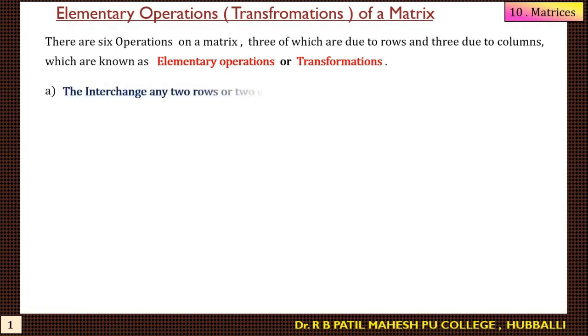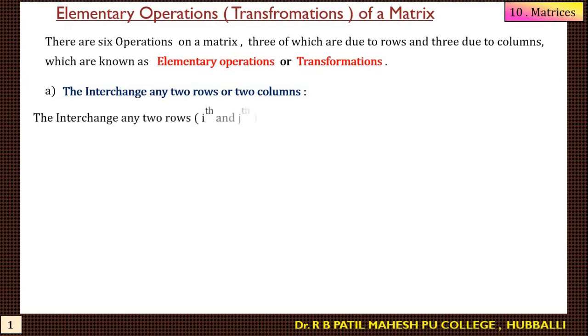Now see the first elementary operation. The first elementary operation is the interchange of any two rows or any two columns. In the name you can understand what the operation is: interchange of any two rows. In a given matrix, how to interchange and what symbol we use to interchange any two rows, I am going to discuss now.